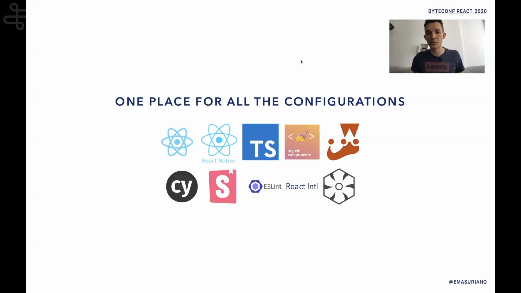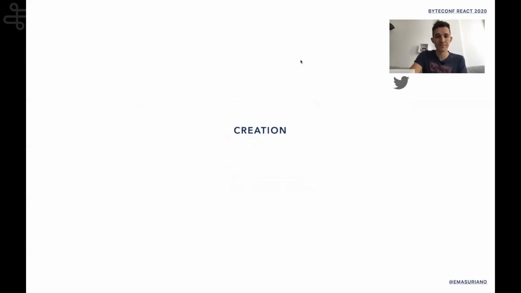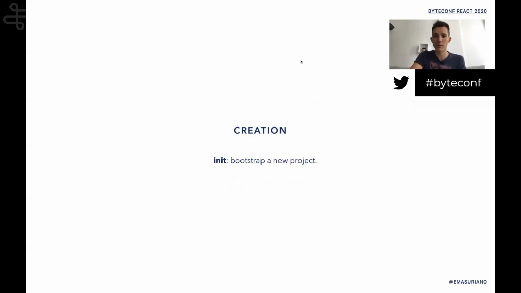Then the last two, we are using react-intl for internationalization and semantic-release to have versioning in case of releases. Then a script to cover the needs of a team. Here we identified five, let's say, parts across the development process, or when you are working on a project. The first one is creation. For creation, I already talked about it, it's this init script that can bootstrap a new project. It's quite straightforward. You call it, and then you have the folder with your dependencies.